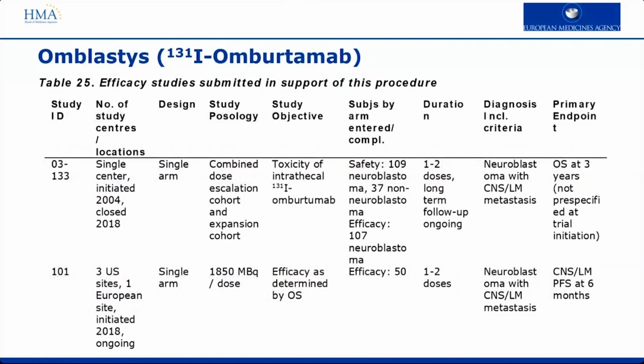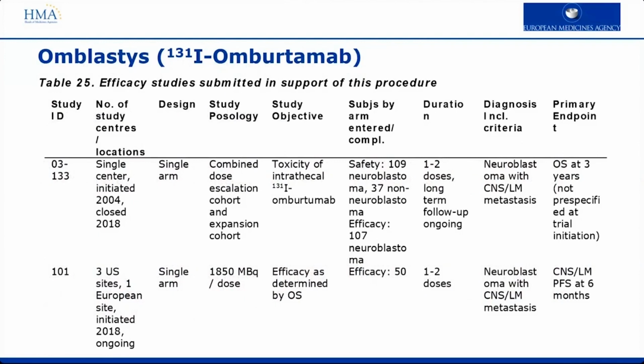The submission was based on 2 trials. For convenience, I will call the 03133 just 133. That was a single center basket trial in the US intended to investigate dose finding and the toxicity of intrathecal administration of iodinated omburtamab. The majority of patients had neuroblastoma with leptomeningeal parenchymal metastases, and the trial was initiated in 2004, and data were recorded over more than a decade. Enrollment was presumably stopped in 2018. This trial provided most of the efficacy data with respect to overall survival, including long-term outcomes.